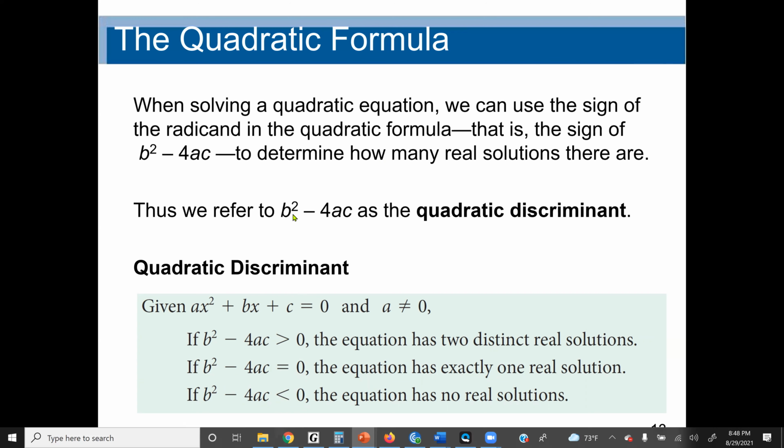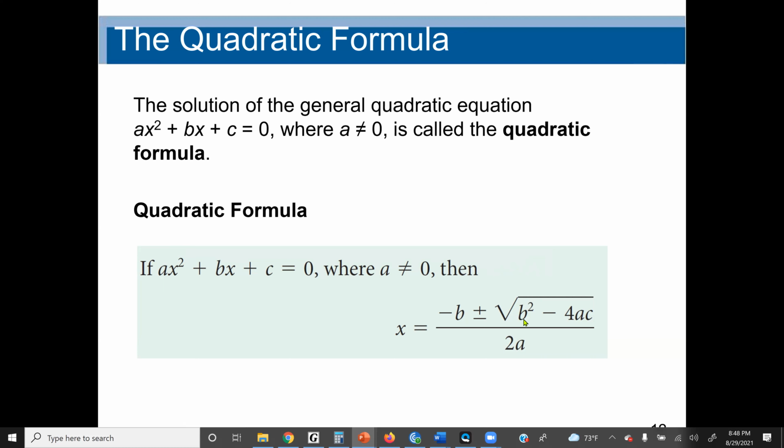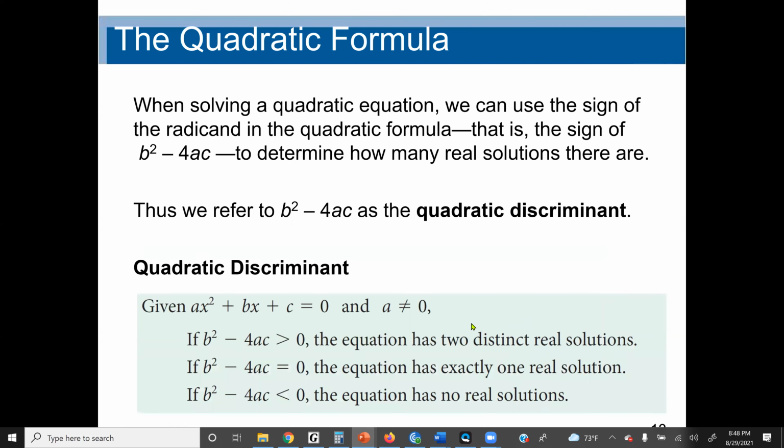First, again, we have to understand this term. When we look at the formula here, the square root of b squared minus 4ac. B squared minus 4ac is something we call the discriminant. So here we say that when solving a quadratic equation, we can use the sign of the radicand in the quadratic formula, that is the sign of b squared minus 4ac, to determine how many real solutions there are. We refer to b squared minus 4ac as the quadratic discriminant.